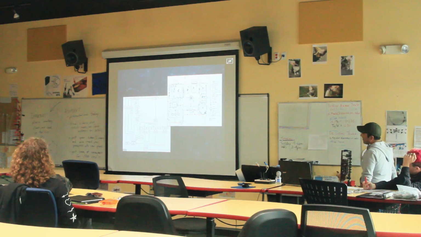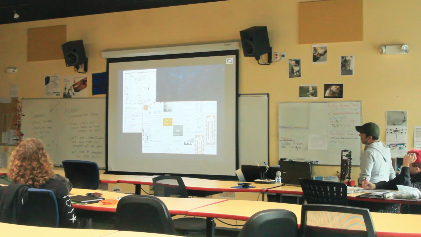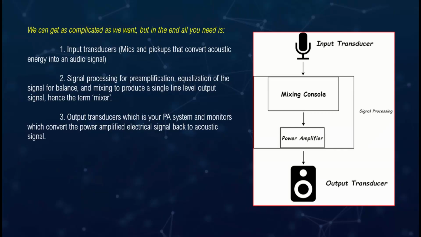And it can get complicated as we look at these slides and these stage plot diagrams, and it can get as complicated as we need to be. But in reality, all we have to remember is three main things. Number one is our inputs. Getting input is the main thing, and if we don't have that, we're not going to have any sound. And that's our mics and pickups that we'll cover later on in the slides.